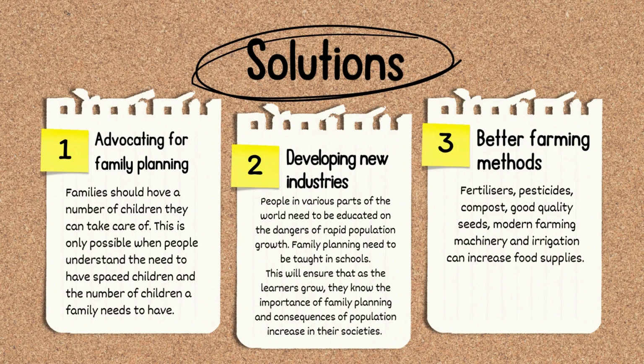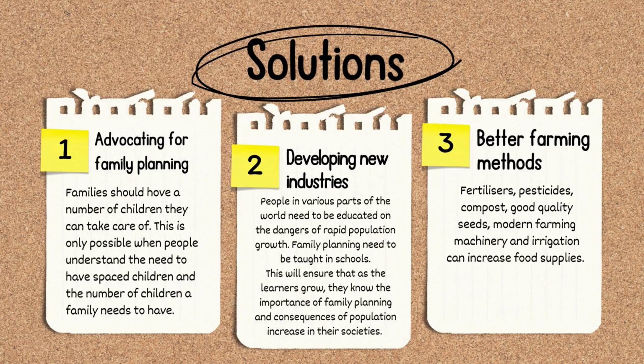The second solution is developing new industries. People in various parts of the world need to be educated on the dangers of rapid population growth. Family planning needs to be taught in schools. This will ensure that as the learners grow, they know the importance of family planning and the consequences of population increase in their societies, the way we are looking at this topic right now.